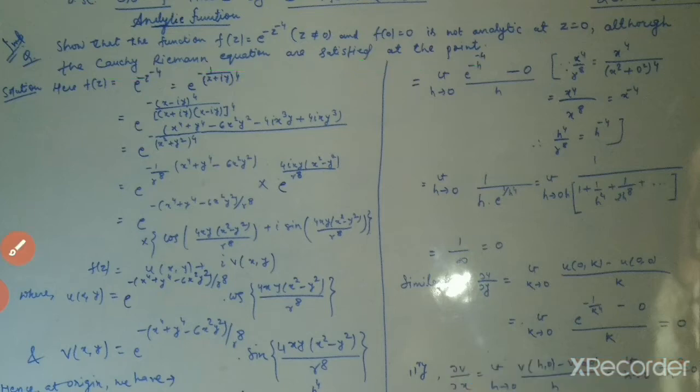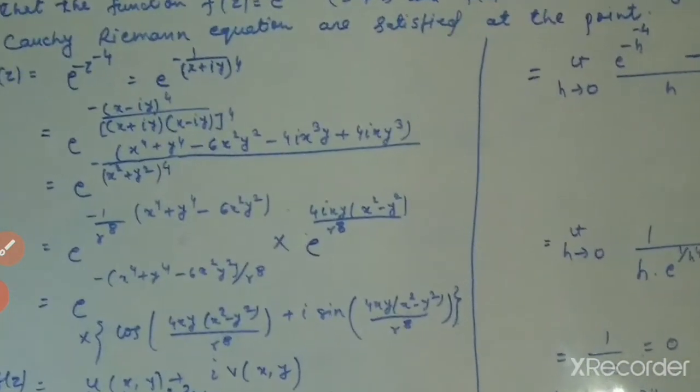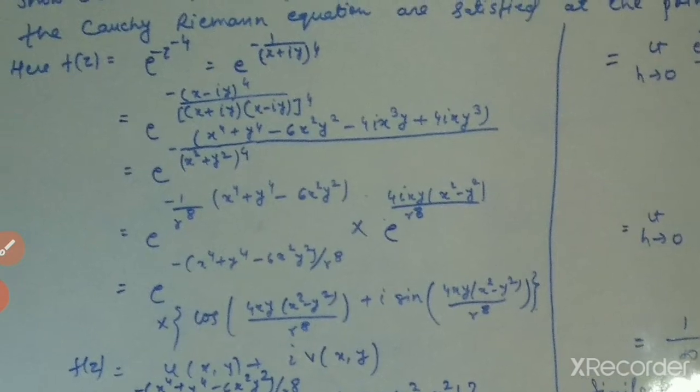Here f(z) = e^(-z^-4) = e^(-1/(x+iy)^4). So this equals e^(-(x-iy)^4) divided by ((x+iy)(x-iy))^4. Since we have the function in this way, we multiply both the numerator and denominator by x - iy. Now reduce this function.